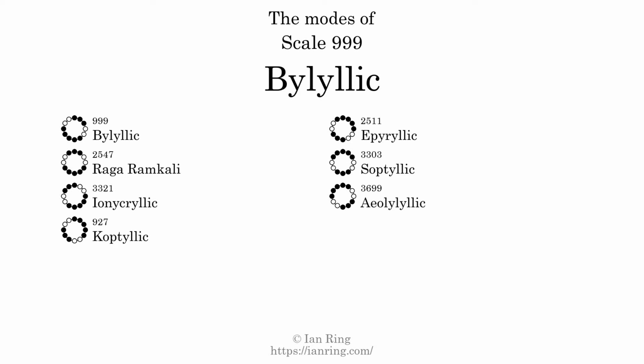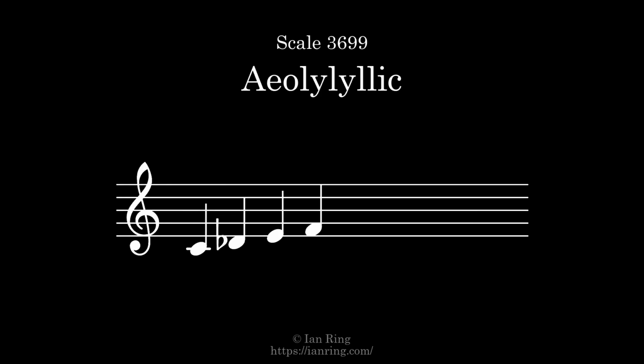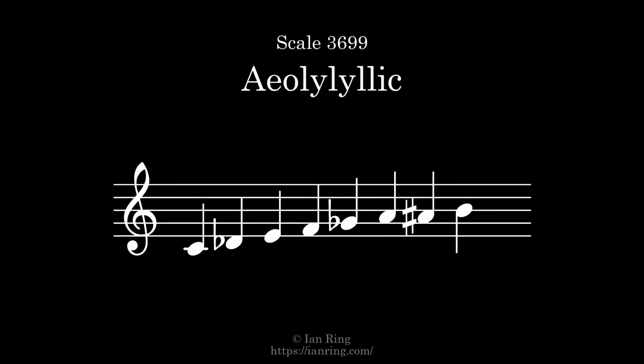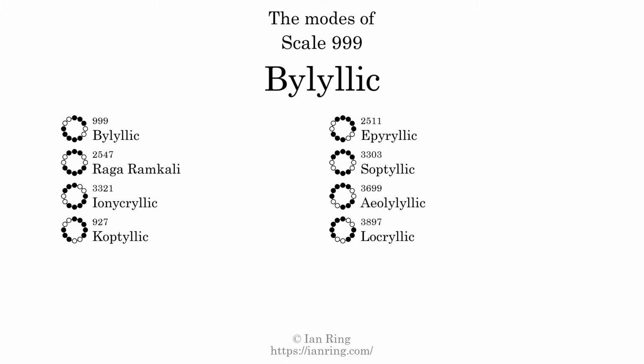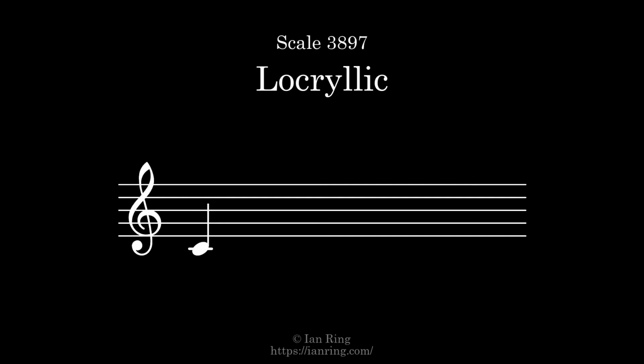The seventh mode is scale 3699, also known as Bylyllic. It sounds like this. The eighth and last mode is scale 3897, also known as Bylyllic. It sounds like this.